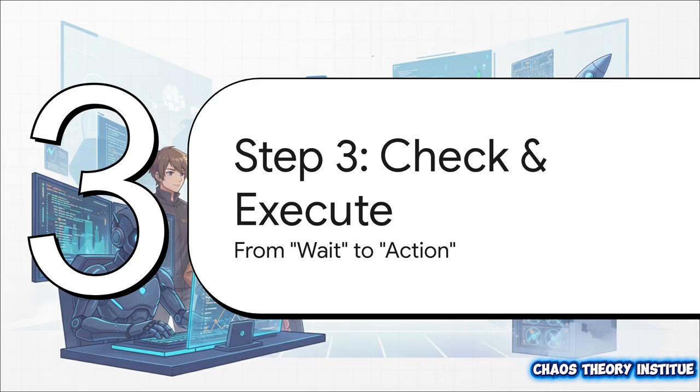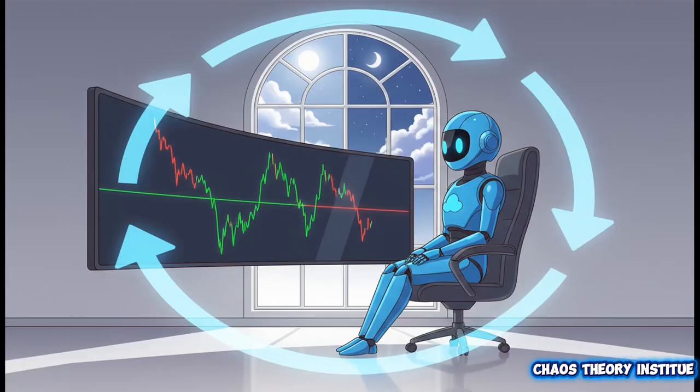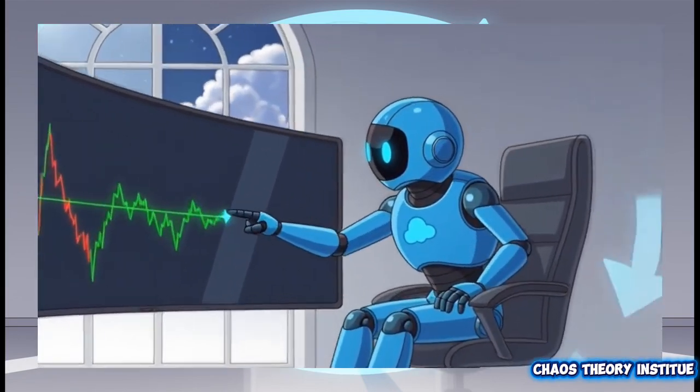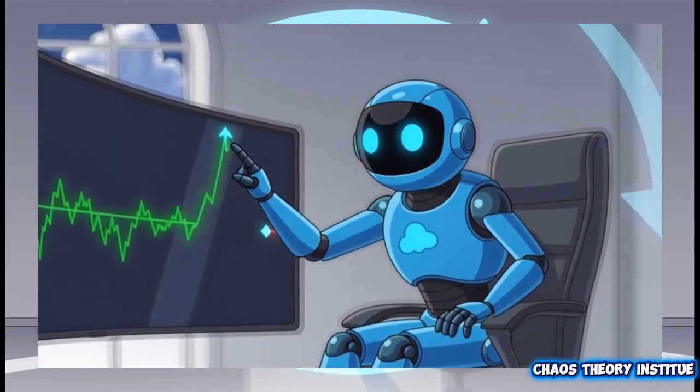So, we have our data, we have our rules. Now we're at step 3, checking and executing. At this point, the bot's job is basically just to sit there and wait patiently for that perfect moment to act. So what's the bot actually doing? It's just in this constant loop. It scans the data, it checks the conditions, and it repeats.